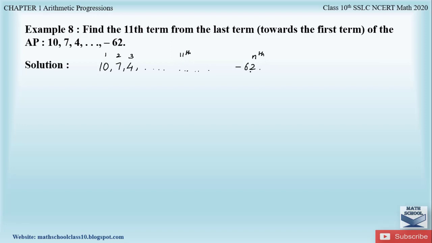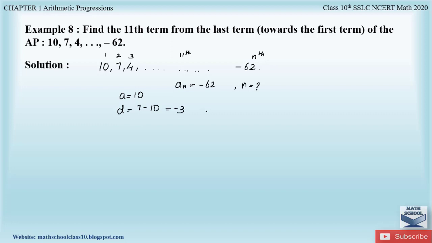First of all, let us find out which term is minus 62. We know that the last term value an is minus 62. We have to determine the n value here so that we can count backwards and find out the 11th term value. From the above AP we can say that the a value, or the first term, is 10 and the d value is equal to 7 minus 10, that is a2 minus a1, which is equal to minus 3.